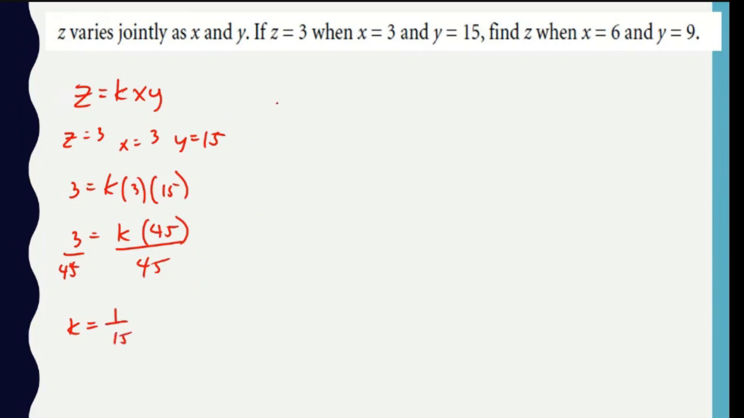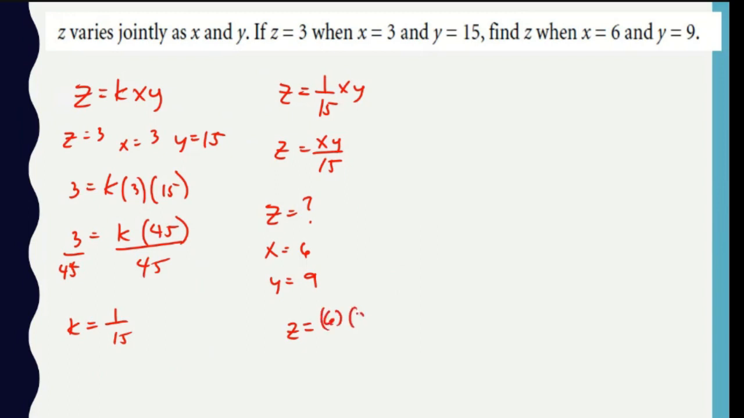So now I will substitute the value of k to our tentative equation. z is equal to 1 over 15 xy, or it could be z is equal to xy over 15. We are asked to solve for z when x is equal to 6, y is equal to 9. I will now substitute to our equation of variation. z is equal to x is 6, y is 9, all over 15. Okay, there is a common factor between 15 and 6. That is 3, and 6 divided by 3 is 2. 15 divided by 3 is 5. So z now is equal to 2 times 9, 18, divided by 5. So z is equal to 18 over 5.